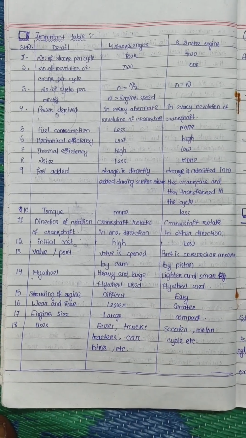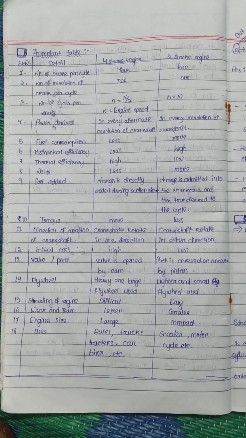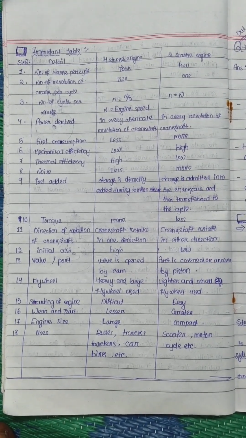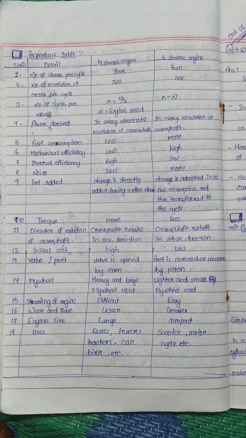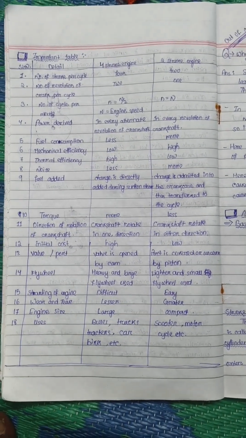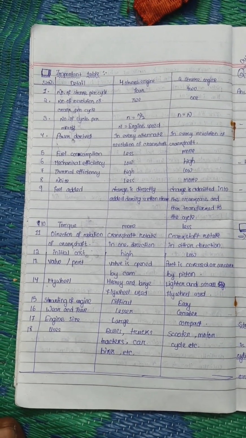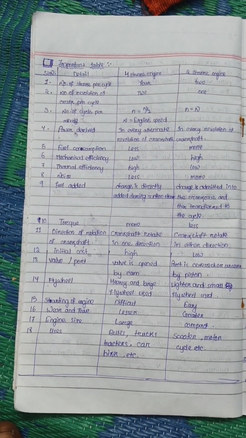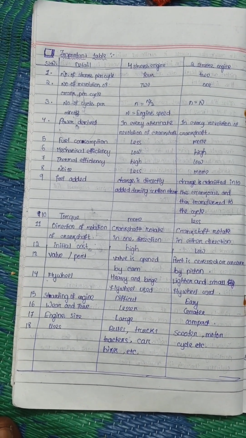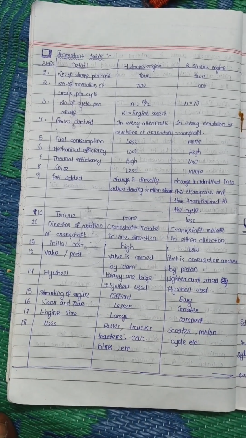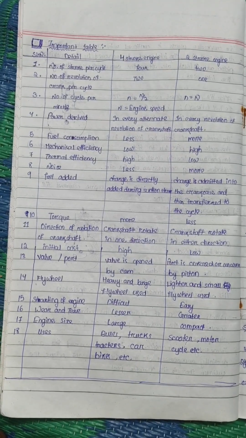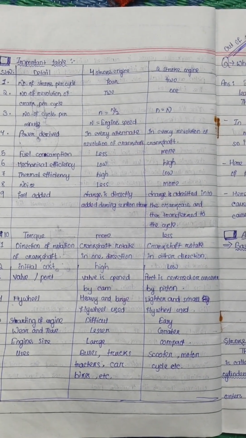Power is delivered in a four-stroke engine in every alternate revolution of the crankshaft, and in a two-stroke engine in every revolution of the crankshaft. Fuel consumption of a four-stroke engine is less and of a two-stroke engine is more. Mechanical efficiency of a four-stroke engine is low and of a two-stroke engine is high. Thermal efficiency of a four-stroke engine is high and of a two-stroke engine is low. Noise produced by a four-stroke engine is less as compared to a two-stroke engine.